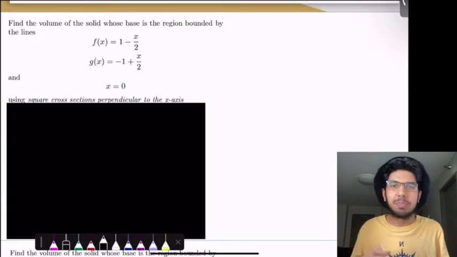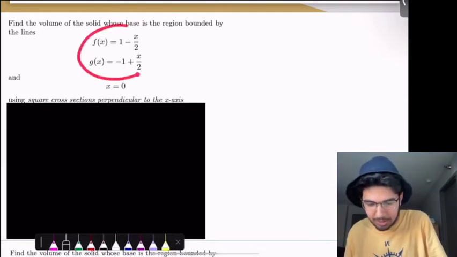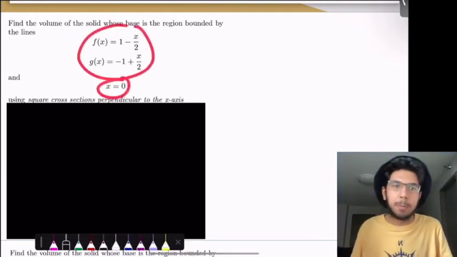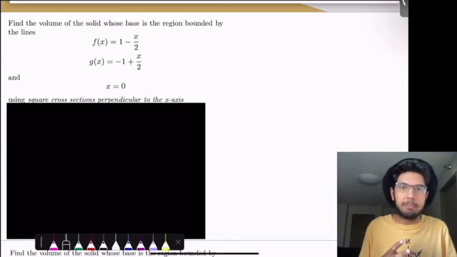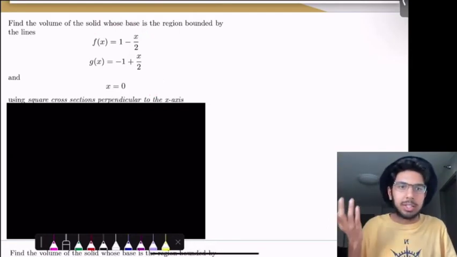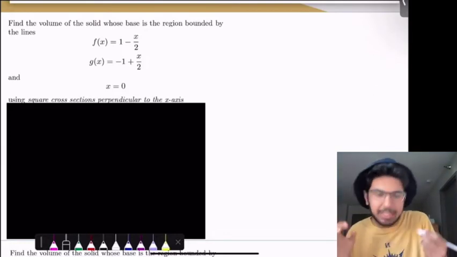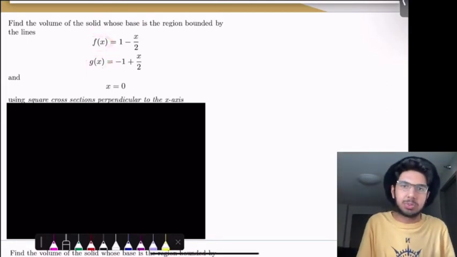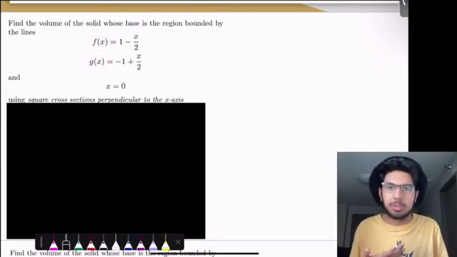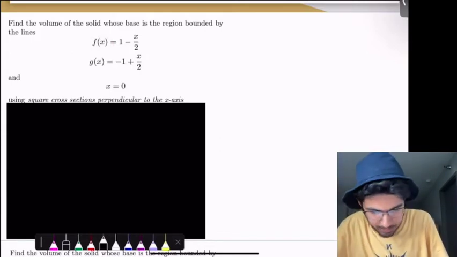First thing I like to do is sketch what the base looks like. We know that the base is bounded by these two lines and x equals 0. So let's just graph these on an xy plane, and then we can add in the third axis later, right? And I say xy because we'll treat these as y equals 1 minus x over 2, and y equals negative 1 plus x over 2. So let's do that. Let's zoom in here.